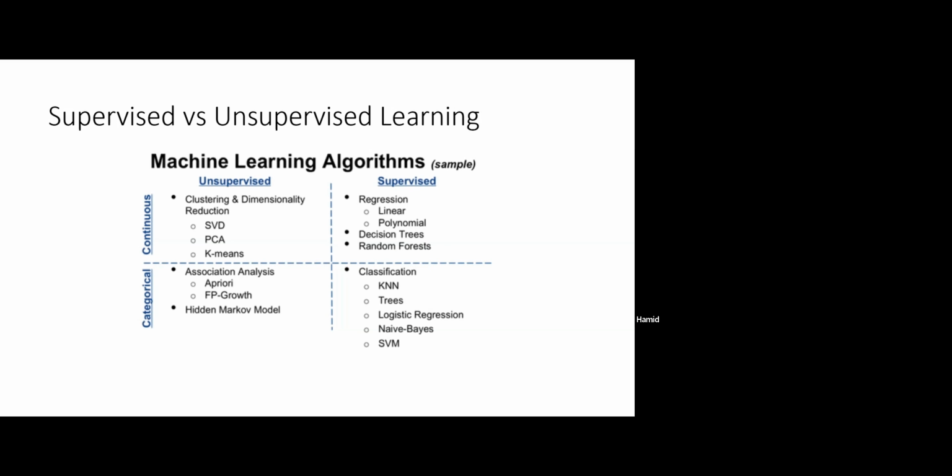However, for your project, I think most of you do supervised learning, but unsupervised learning sometimes happens. So here the columns are the method type, and in the rows you either have continuous data or categorical data. And as you see, based on your data type, you might have different types of unsupervised and supervised learning.